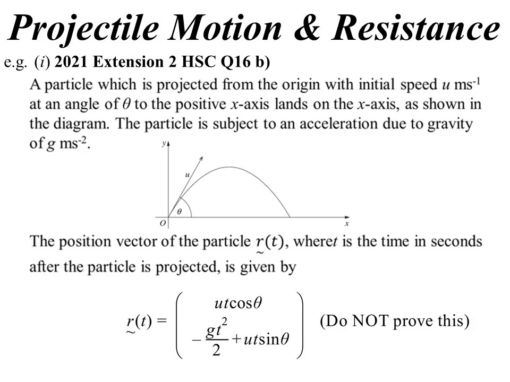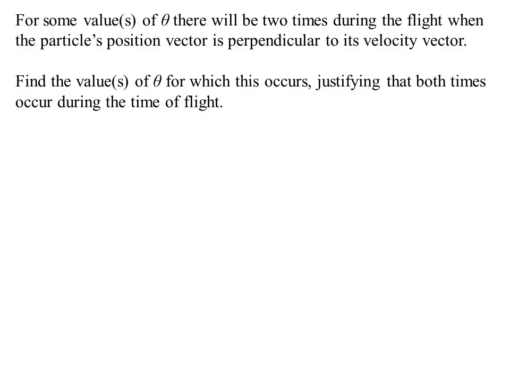And just to highlight that, they say, don't prove this. For some values of theta, there will be 2 times during the flight when the particle's position vector is perpendicular to its velocity vector. Find the values of theta for which that occurs, but then also you have to justify that they will occur during the time of flight.